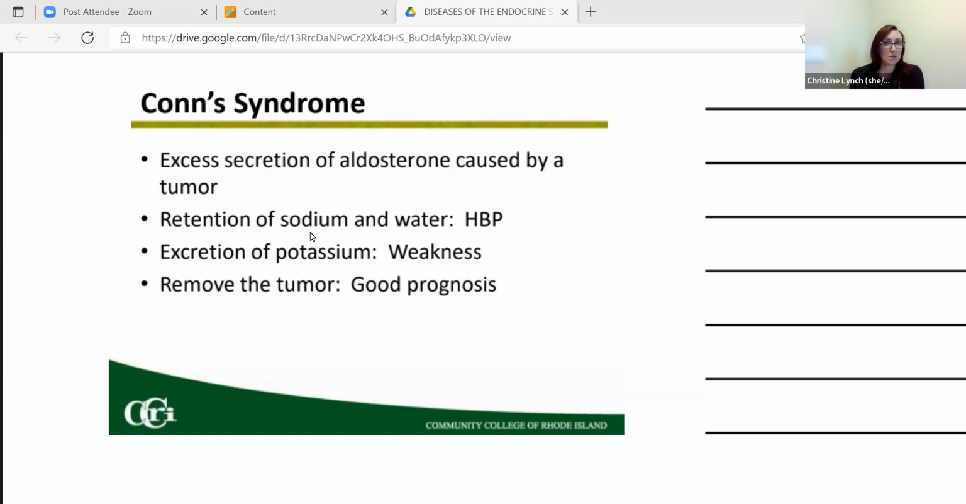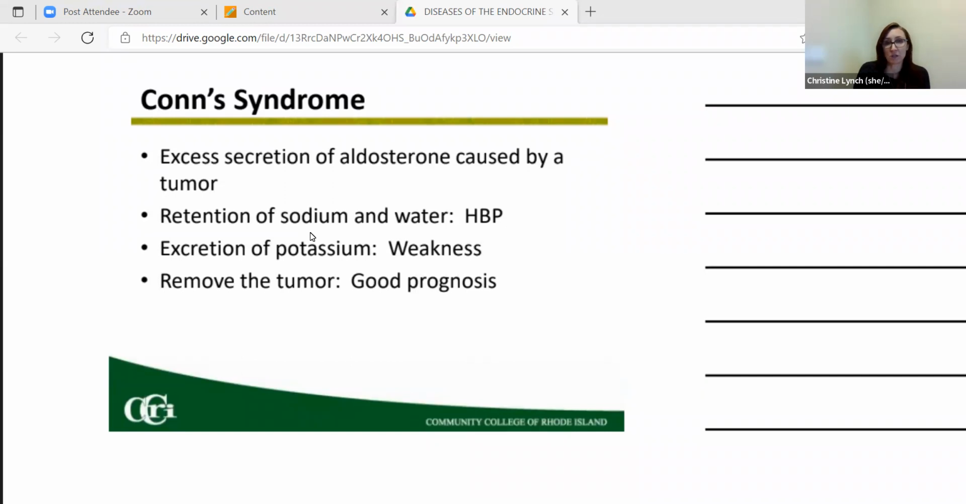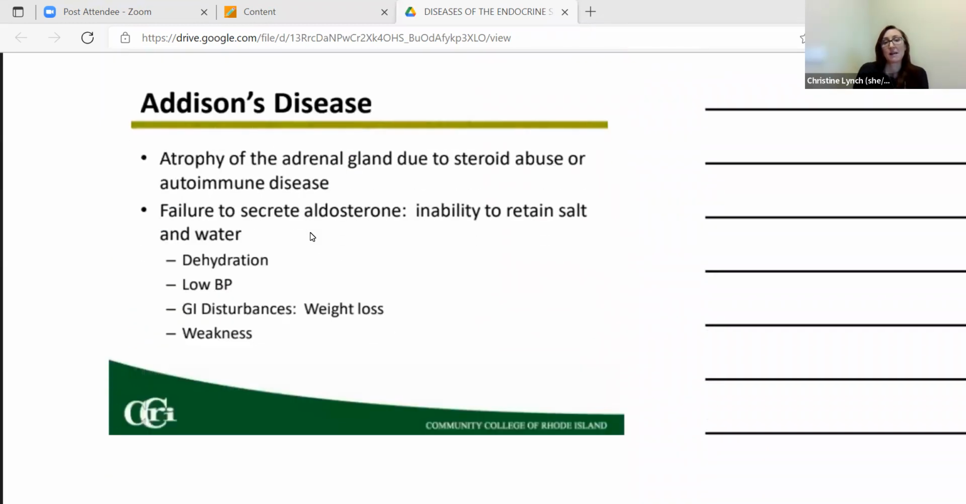Individuals with Conn's syndrome are at higher risk for heart attack, stroke, and kidney failure, and that's because of high blood pressure. And then the treatment includes medication to decrease blood pressure and an aldosterone blocker, and then sometimes surgery to remove the tumor, and that usually leads to a good prognosis. Addison's disease, atrophy of the adrenal gland due to steroid abuse or an autoimmune disorder, so caused by hyposecretion of the adrenal hormones. It is rare, but affects women more than men.